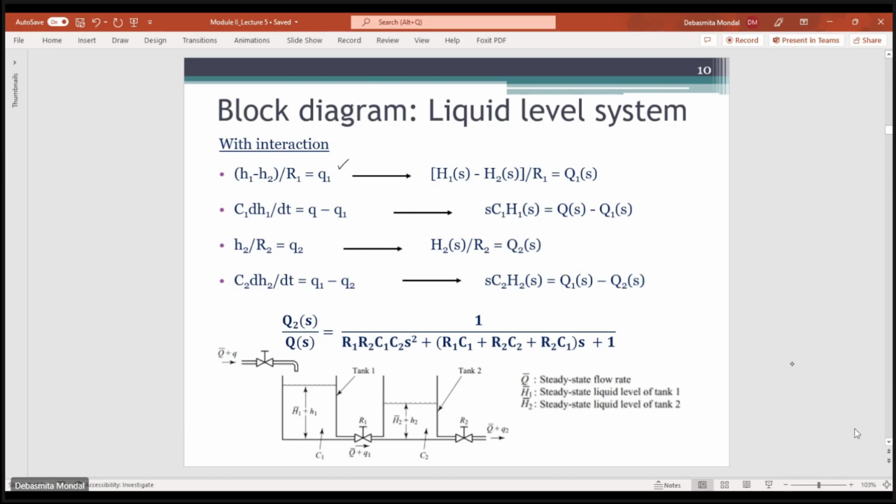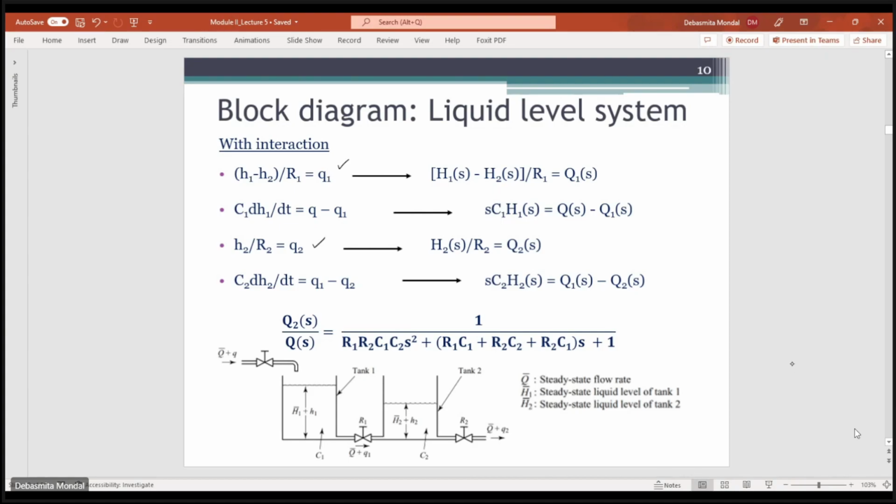So you have equation number 1 and equation number 2. The other two equations depend on the capacity of the tanks. C1 into the rate of change of liquid level in this tank gives the difference between the inflowing and outflowing liquid. So Q minus Q1 equals C1 into dH1 by dt. Similarly for this tank, Q1 minus Q2 is given by C2, the capacity of this tank, into dH2 by dt. So you have the differential equations describing the system.